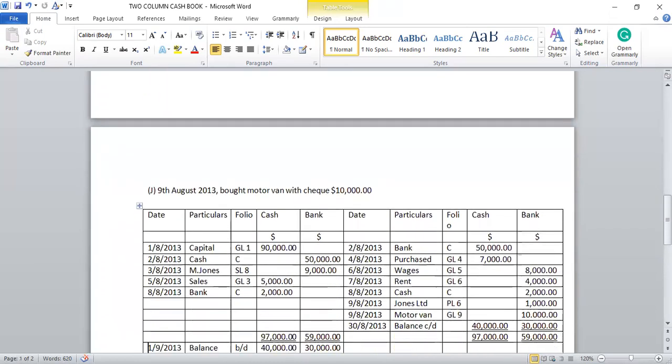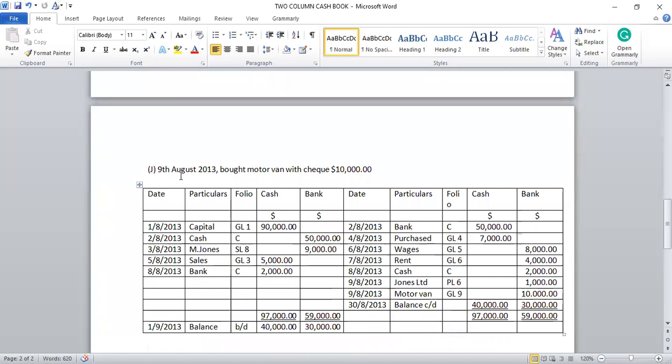So we come to the last transaction, J, 9th August 2013, bought motor van with check $10,000. So that means the bank account will be credited. So when we come here, 9th August 2013, the date is 9th August 2013. The particulars is motor van. That's where the corresponding entry can be found. And we assume that we can find it in the general ledger page 9 as the motor van account. The bank is being credited with $10,000. So that's the last transaction.